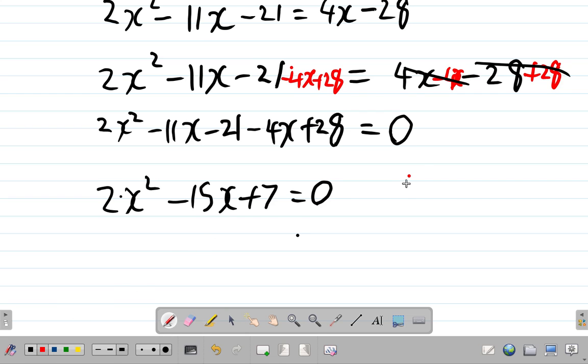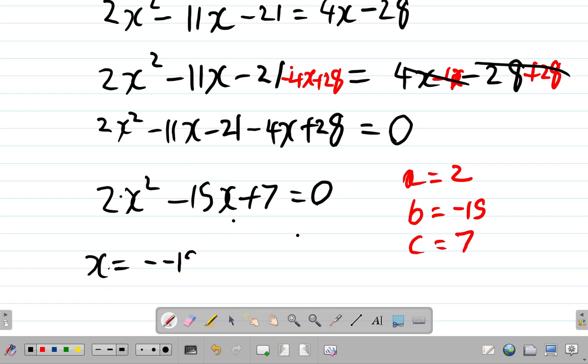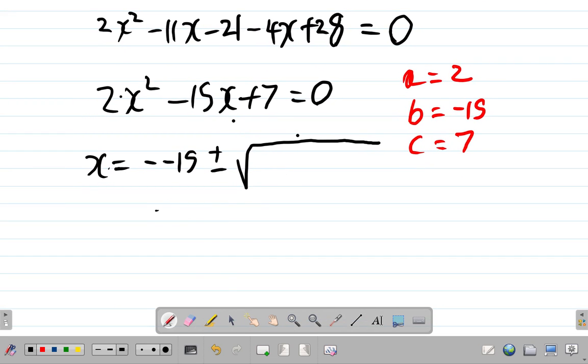You must properly identify your a, your b, your c. Your a here is 2. Your b is negative 15. You have to be careful. It's not positive 15. Just because you see 15x and you see bx, it's negative 15x. c is 7. So here now, the quadratic formula says x equals negative b. b is negative 15, so we have negative 15 plus or minus the square root of b squared minus 4ac, all over 2a.